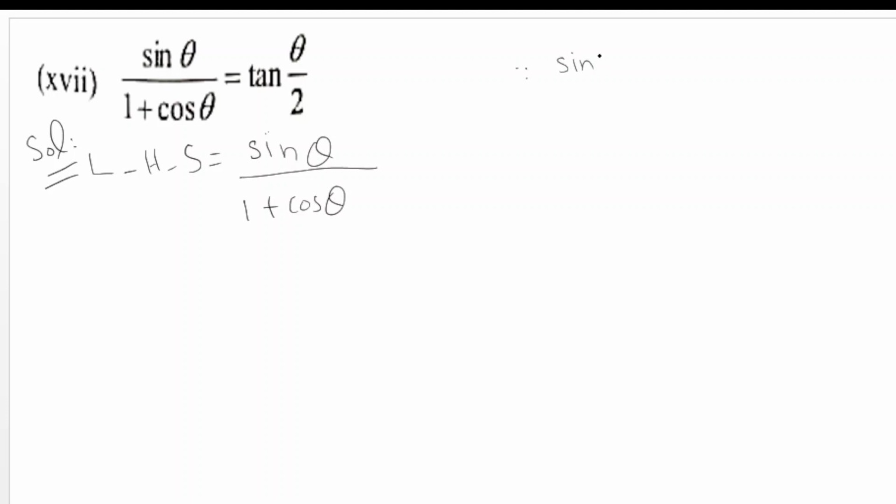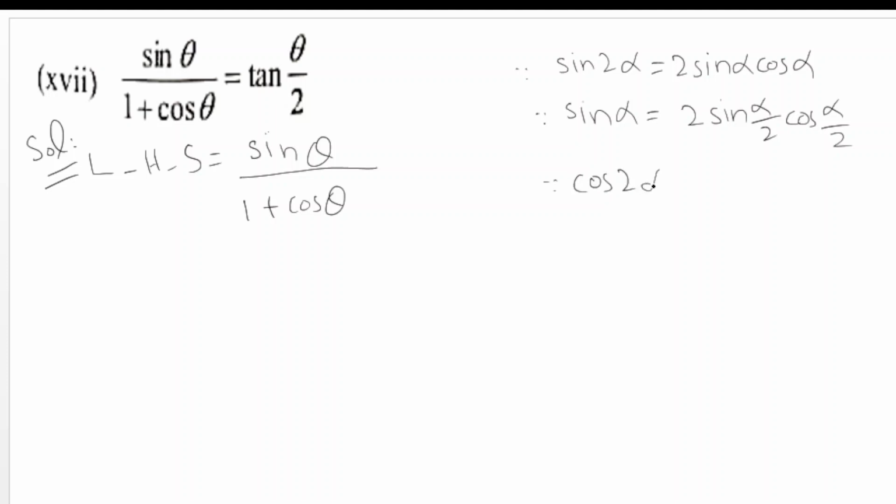Okay, so we know that we have to convert into half angle. So we know that sine 2 alpha is equal to 2 sine alpha and then cos alpha. Okay, if I take this sine alpha only, just remove that 2, that will be 2 sine alpha by 2 and then cos alpha by 2. Okay, and for this cos theta we have to apply the formula, we know that cos 2 alpha is equal to 1 minus 2 sine square alpha.